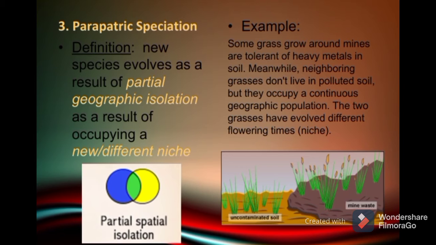Just like the example, some grasses that grow around mines are tolerant of heavy metals in the soil. Meanwhile, neighboring grasses don't live in polluted soil, but they occupy a continuous geographic population. The two grasses have evolved different flowering times.